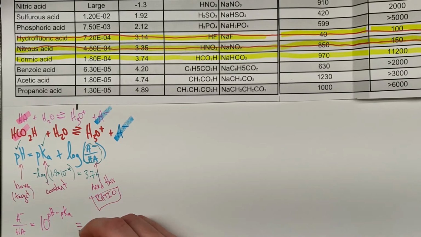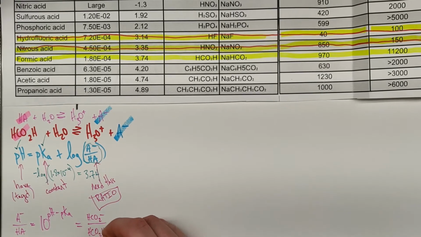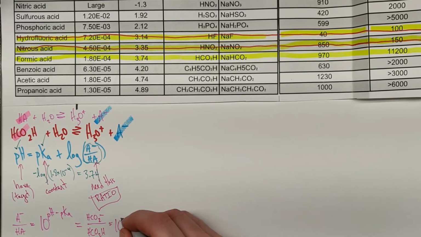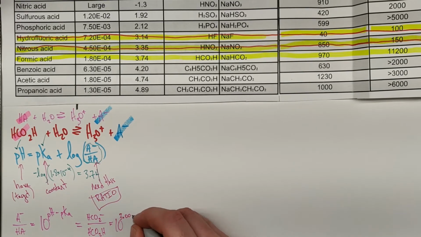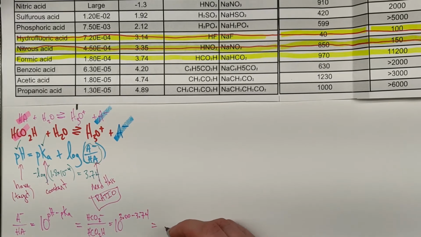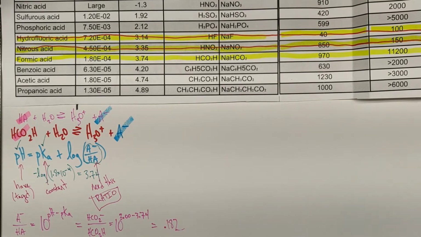And for our purposes here, that is HCO2 minus over HCO2H, and that's going to be 10 to the 3.00 minus 3.74, which equals 0.182. That is a very, very important number because that is our target ratio. Whatever we do has to give us that.